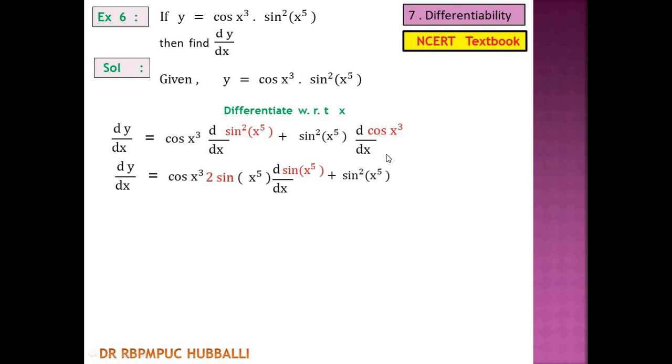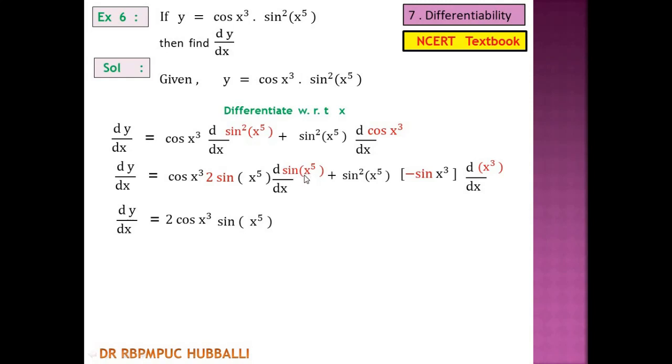You know the cos derivative: it is minus sine of the variable into d by dx of the variable, that is x cube. So here this is a function raised to n. First 2 into the function raised to n minus 1, that is 2 minus 1 is 1, and this as it is, and d by dx of this function, cos of x cube. 2 cos of x cube as it is, sine of x raised to 5 as it is.